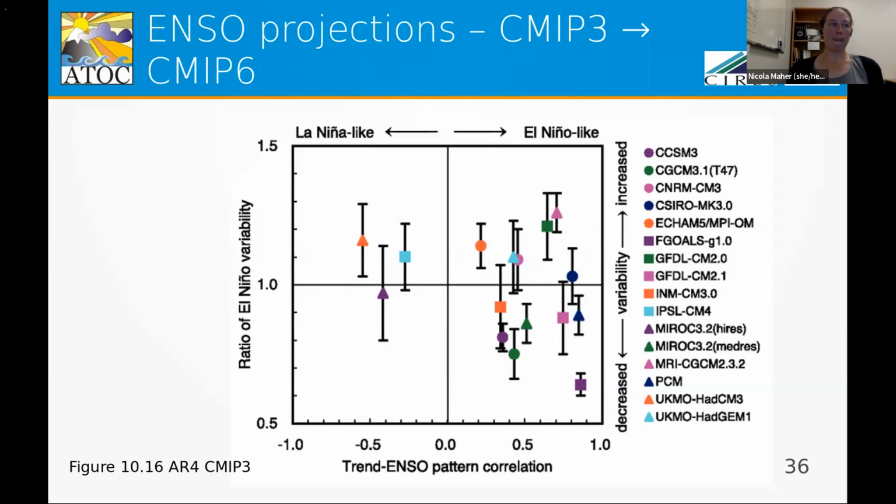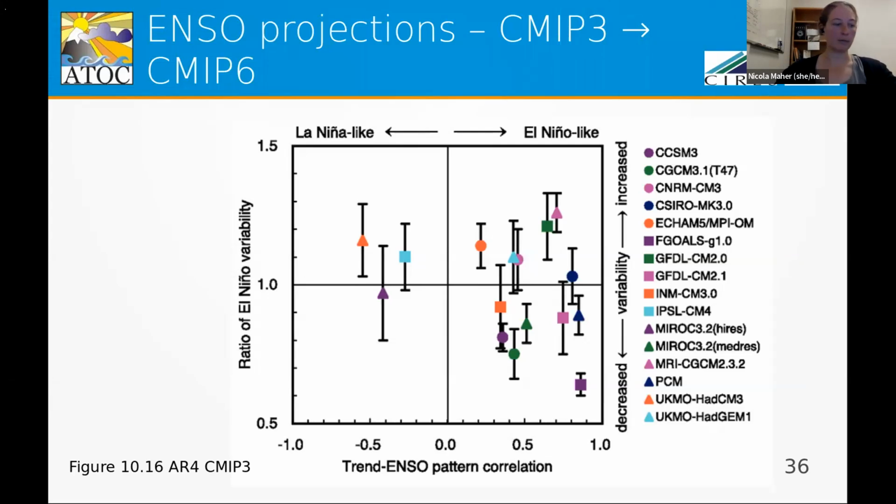So this figure here comes from CMIP3, and it shows a change in ENSO, that's the y-axis, the ratio of El Niño-like variability. So ENSO variability increases if it's above that one line and decreases if it's below. And the mean state pattern, which is the x-axis, you can see the El Niño-like or the La Niña-like change. And here you can see that in CMIP3, most models show an El Niño-like background warming, but some models don't. And more models show an increase in ENSO variability than a decrease. But again, not all models show that.